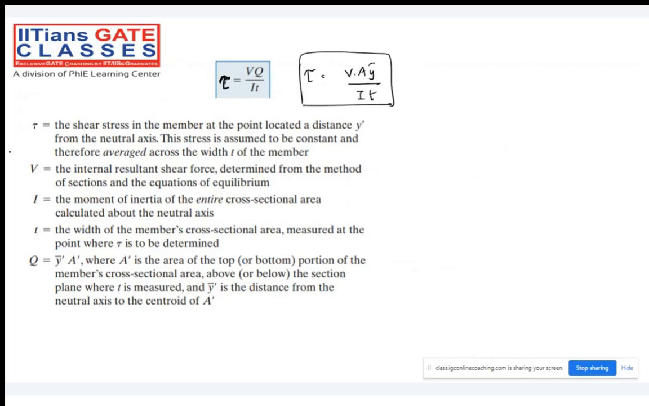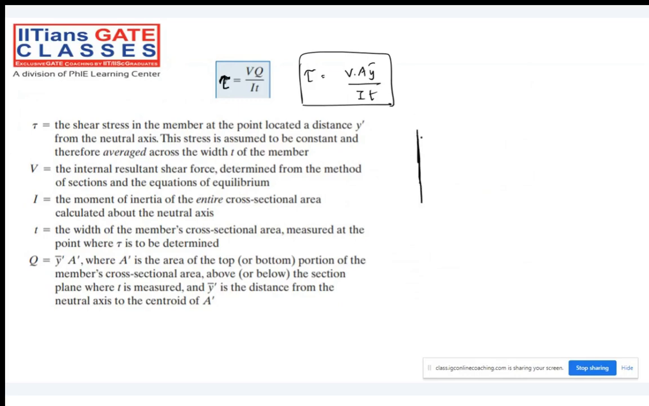Tau is nothing but the shear stress that will be developed at a particular point in a member at a distance y from the neutral axis. V is the internal shear force, I is the moment of inertia of the entire cross section about the neutral axis. T is the width of the section. Q is the first moment of area, that is A dash into Y bar dash. A dash is nothing but the area. What is the A dash? Let me just tell you.